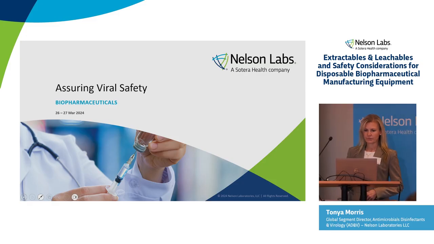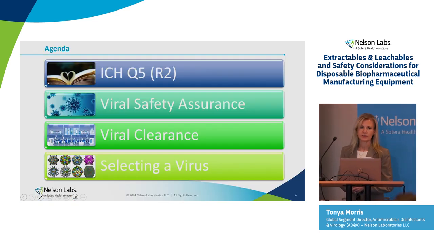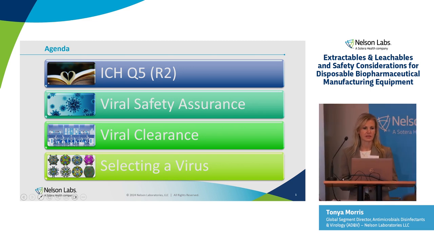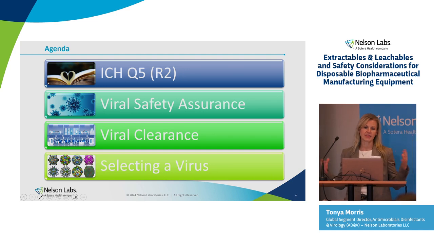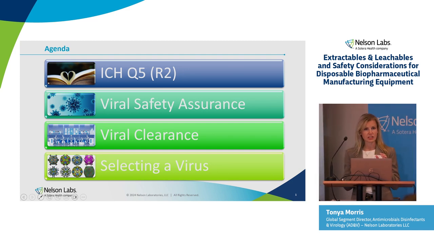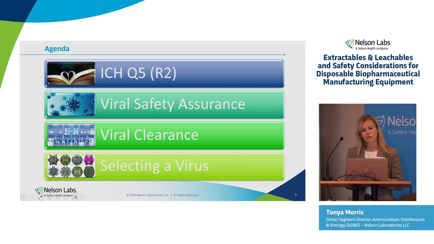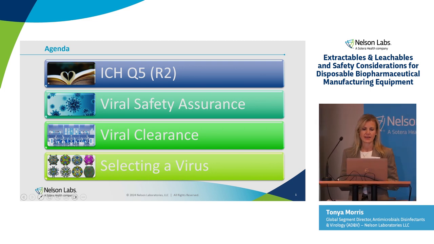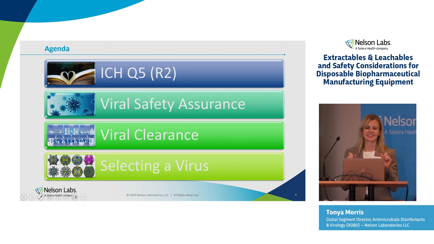So we're just going to start out with, as soon as I figure out how to work the computer, just a quick overview of the agenda: a very high level ICH Q5 with the new revision that just came out at the beginning of this month. We'll go over that, viral safety assurance, viral clearance, and then a very quick, very light selecting a virus, as I'm not the virologist.